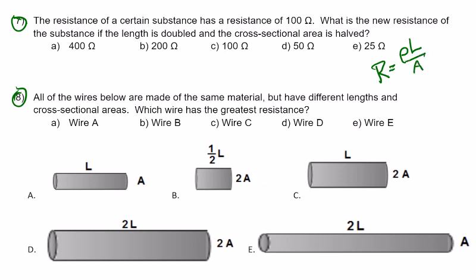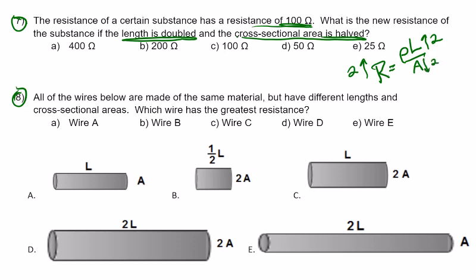area. So in number 7, it says the resistance of a certain substance is 100 ohms. So that's our starting value. What is the new resistance if the length is doubled and the cross-sectional area is halved? So looking at this equation, we're going to increase the length by a factor of 2. That would increase my resistance by a factor of 2. Then we're going to decrease the area by a factor of 2.